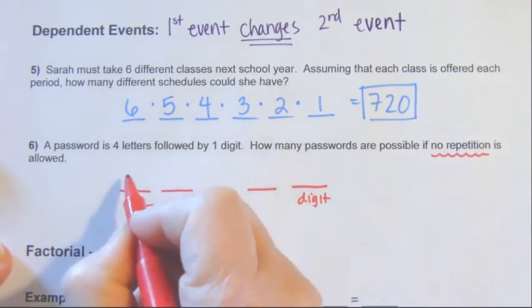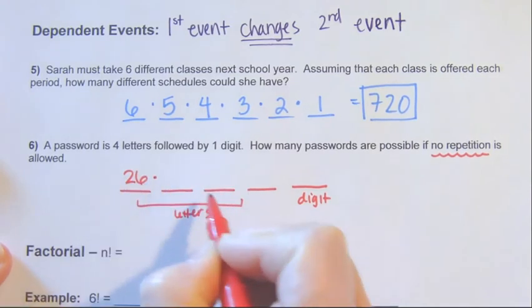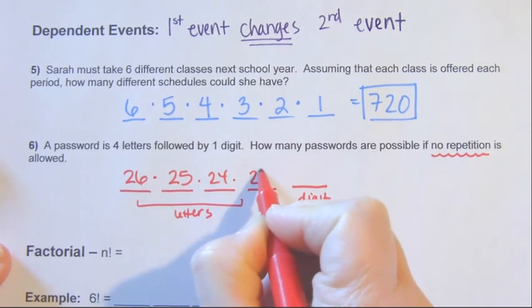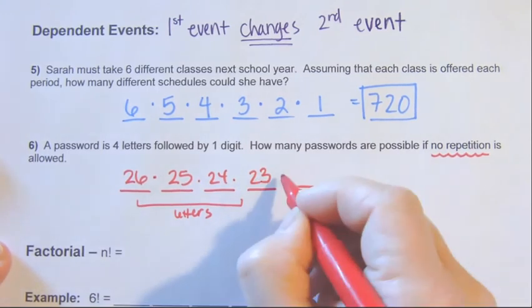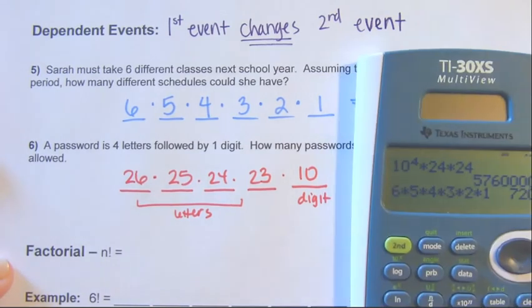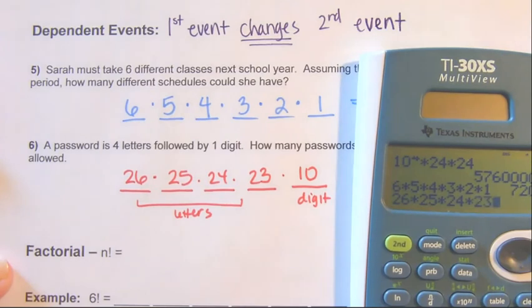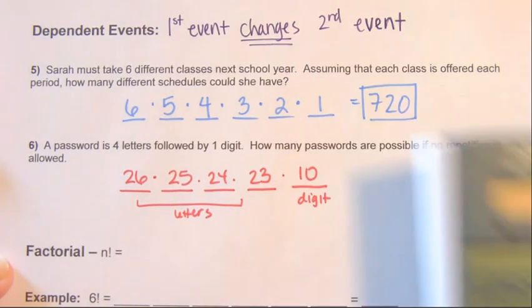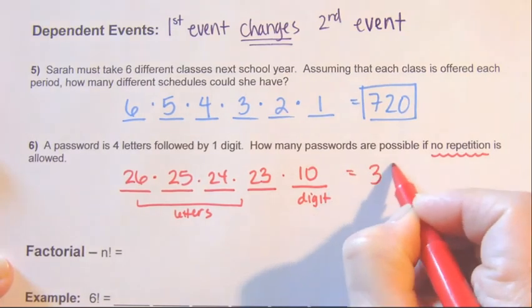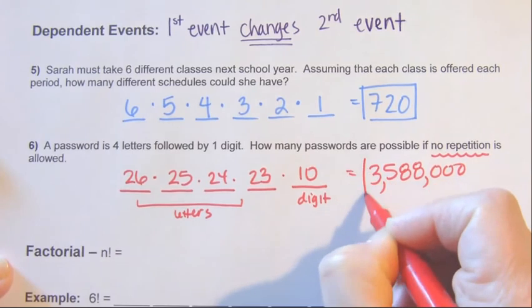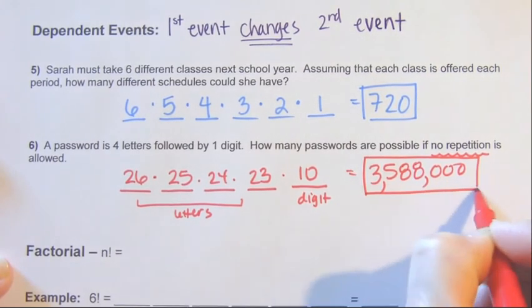So there's 26 letters to pick from. I've already used a letter, so now there's only 25, and then 24, and then 23, and then I've got 10 digits that I could pick from. Type this in the calculator. Times 23 times 10. And I get a pretty big number there again: 3,588,000.